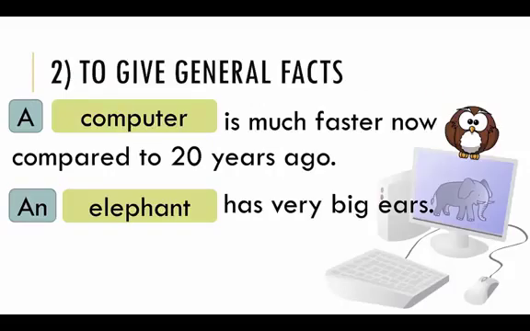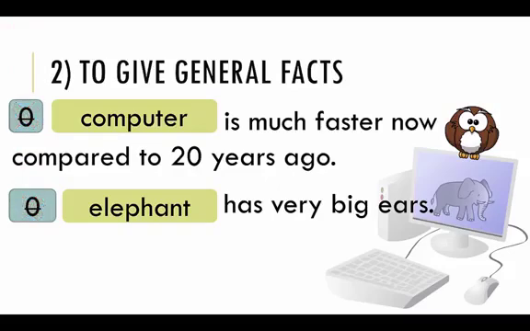Let's highlight rule number 2, giving general facts. What is another way to give general facts? From the previous video, I gave the following 2 examples. A computer is much faster now compared to 20 years ago. An elephant has very big ears. It's possible to take away the indefinite article, which means there is no article.